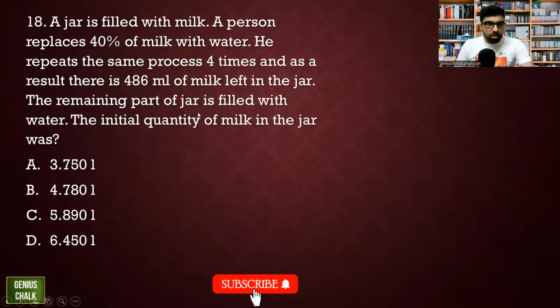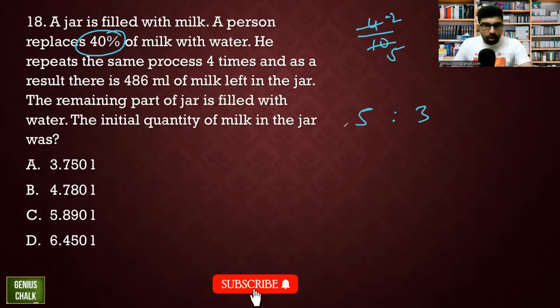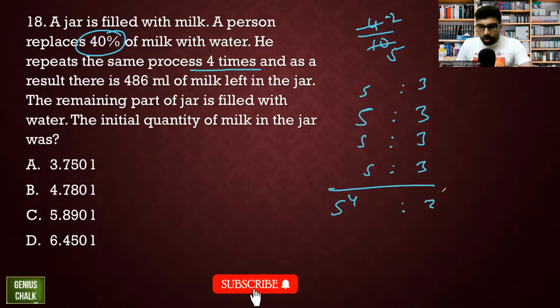Next one, 40% is replaced. Fine, let's find it. 40% is 4 by 10, which is basically 2 by 5. So 5 is the original, 2 gone, that means 3 is left. Same process 4 times. So it is 5 3 5 3, and you already know that it is happening 4 times, so you can directly write, okay, 5 to the power 4 and 3 to the power 4.